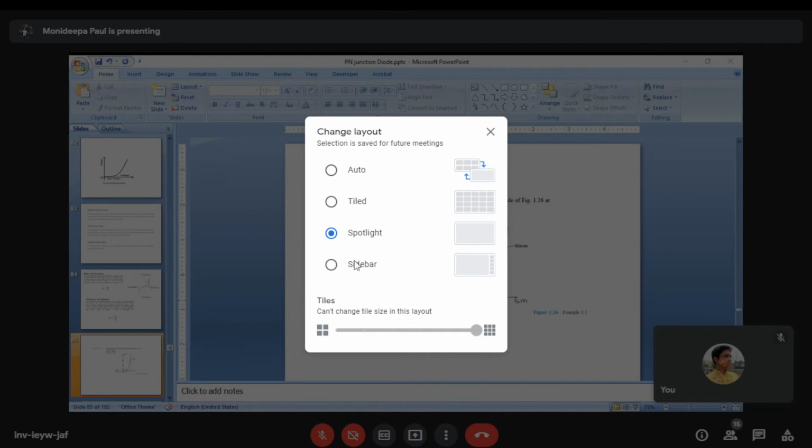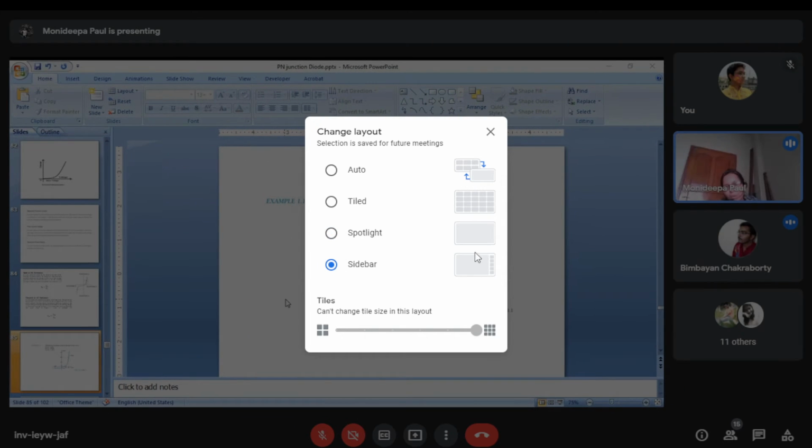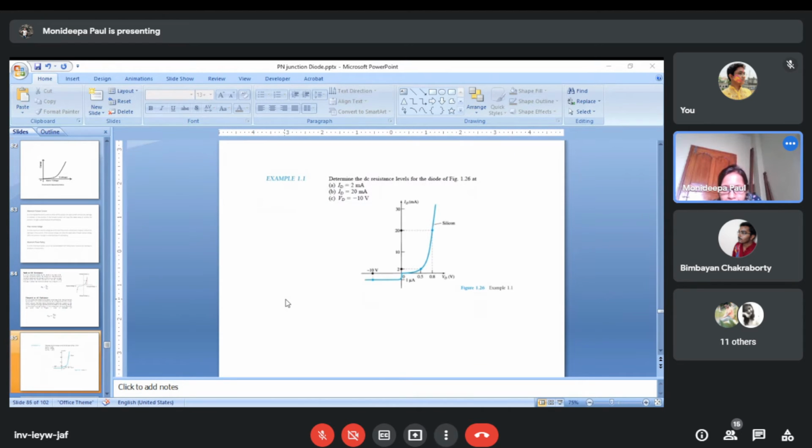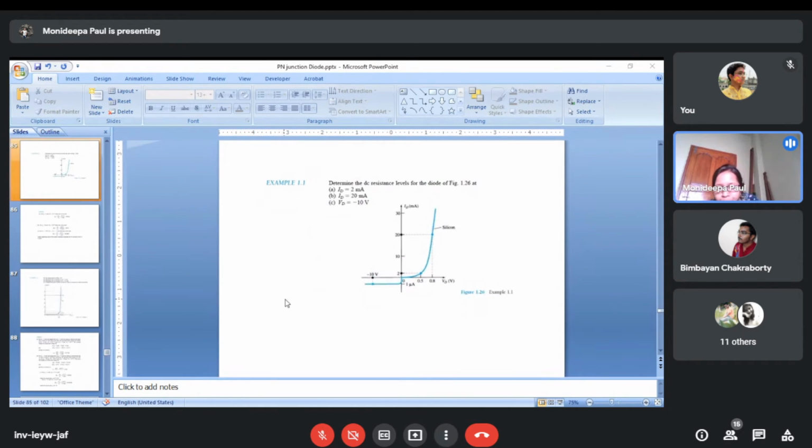Resistance, what is the unit? Volt divided by milliampere. Wait a minute, I will check. 250 ohm. Okay, this is correct. Next, ID is equal to 20 milliampere.